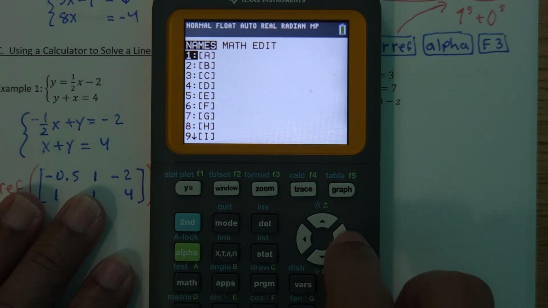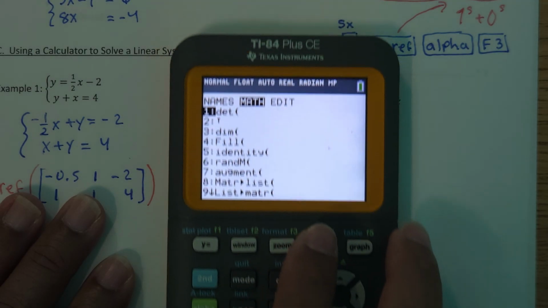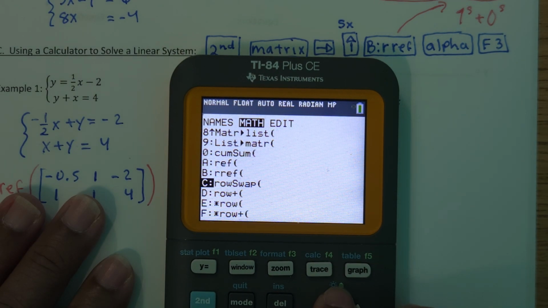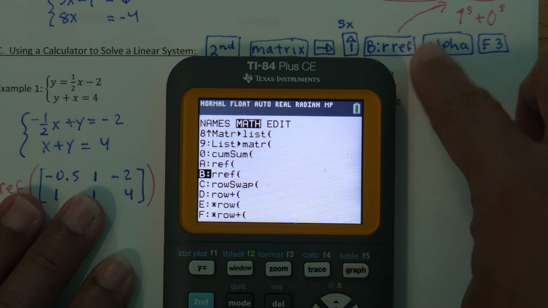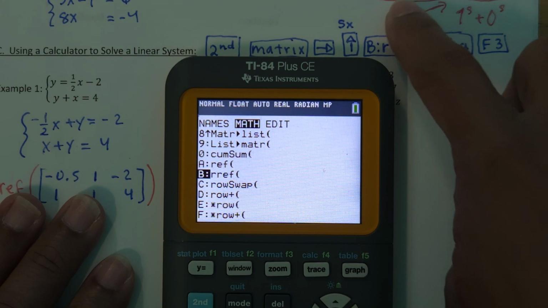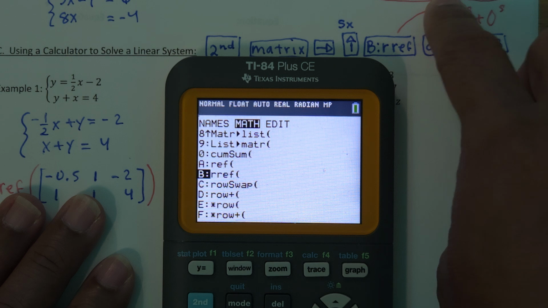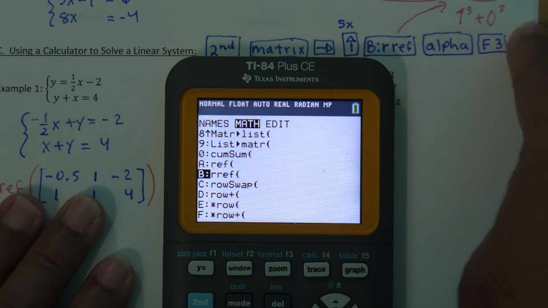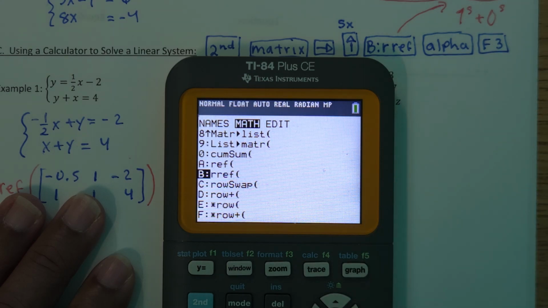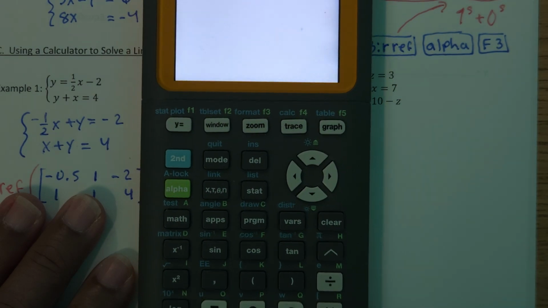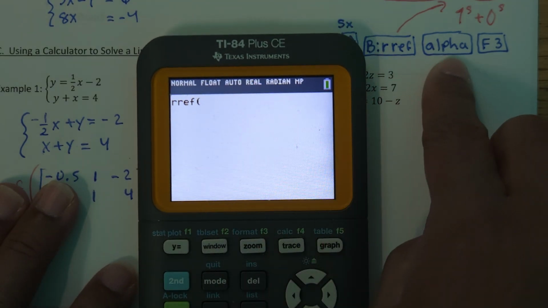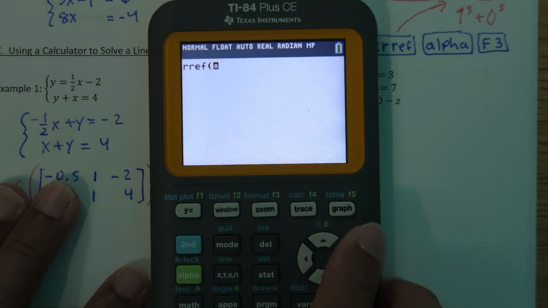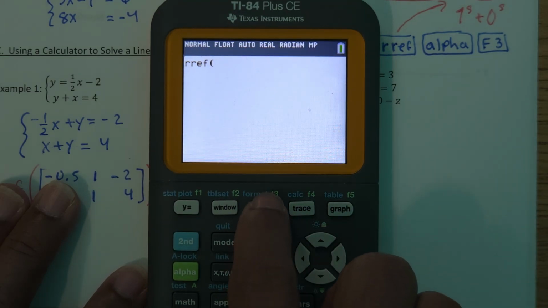Just press the cursor right one time, and then I'm going to go up 5 times: 1, 2, 3, 4, 5, and I get to B. Then B, RREF, don't forget that means reduced row echelon form. Once we're finished, we will only see ones and zeros. Then I'm going to press enter, and then press the alpha key. The alpha key is right here. Next I'm going to press F3, which is the zoom key.